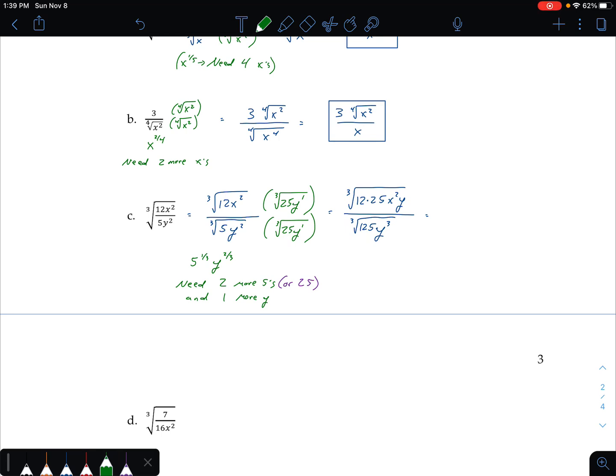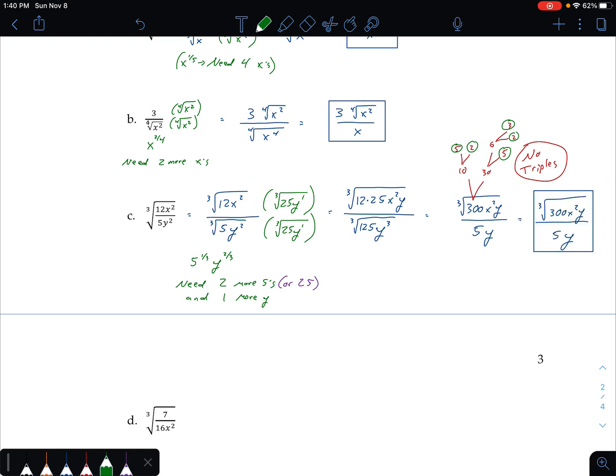Y squared times y, y to the third, and that's built so that it will come out as a 5y on the bottom. And on the top, 12 times 25 is 300, x squared and y. I do my little tree just to see if I can simplify the 300, because that's a big number, but it's inside a cube root. And I see I have no triples, so I cannot take anything out of that cube root. So that remains my answer right there. Okay, a little tricky with the numbers, but treat the numbers just like you would variables.